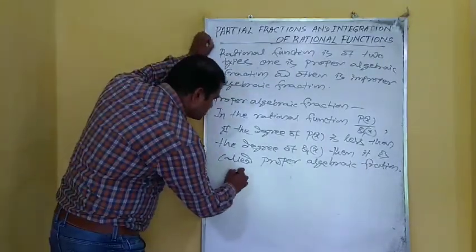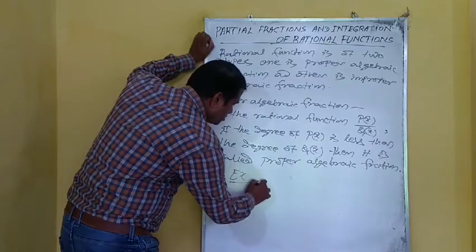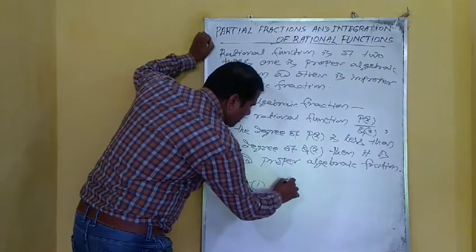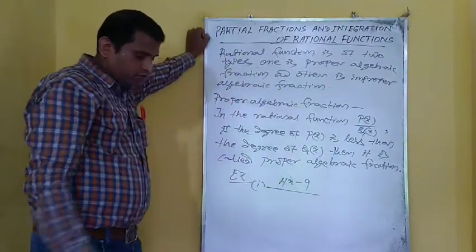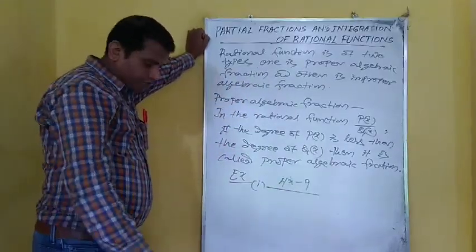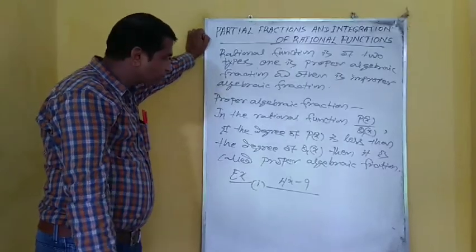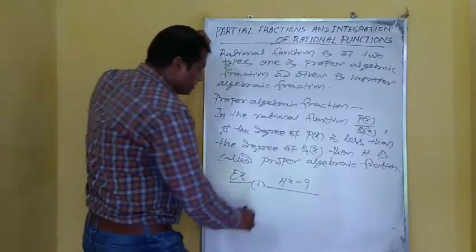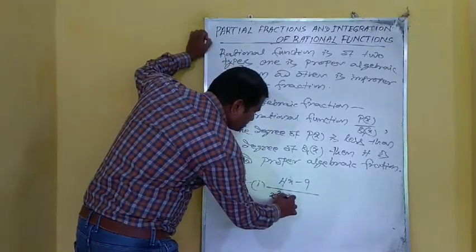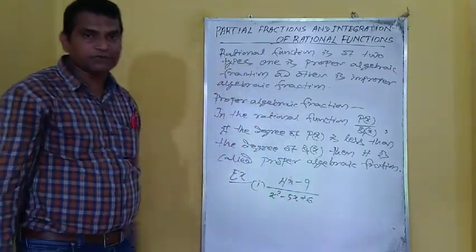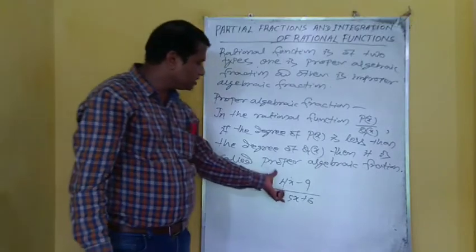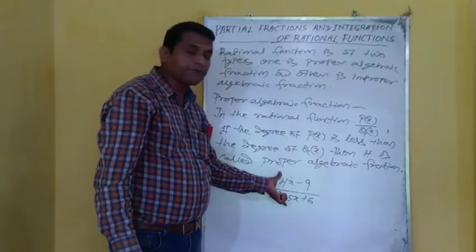Let us write the example: 4x minus 9 divided by x square minus 5x plus 6 is a proper algebraic fraction.